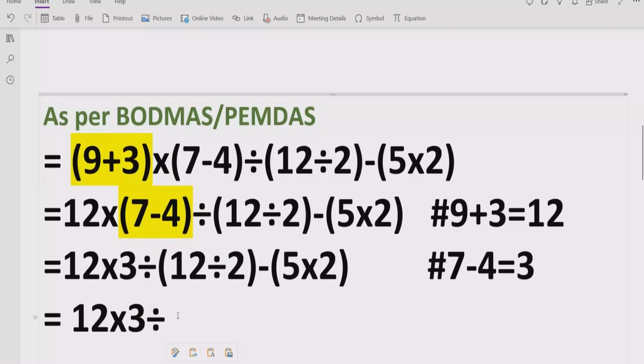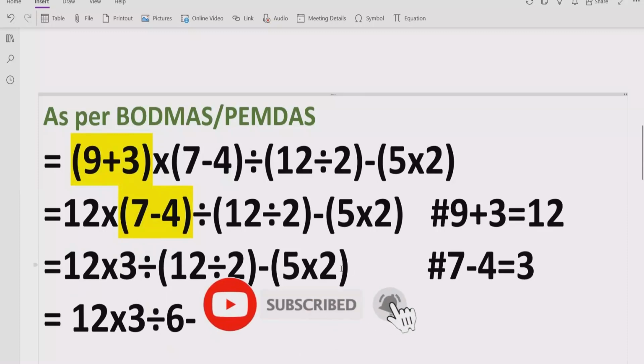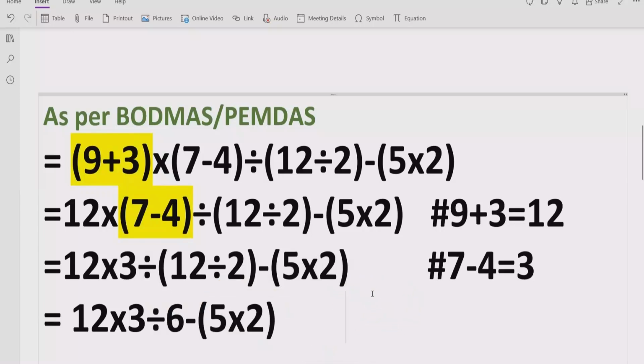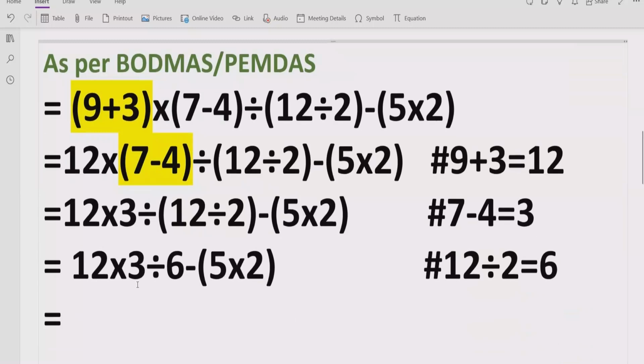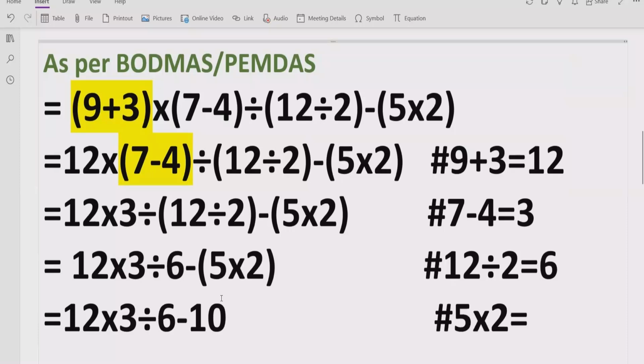So first we have to solve this part, not this one, this one. So 12 divided by 2 equals 6. And the last bracket we will write as it is. And here we will give the reference: 12 divided by 2 equals 6. Okay, now move forward to solve the last bracket, 5 multiplied by 2, which equals 10. And here we will give the reference: 5 multiplied by 2 equals 10.